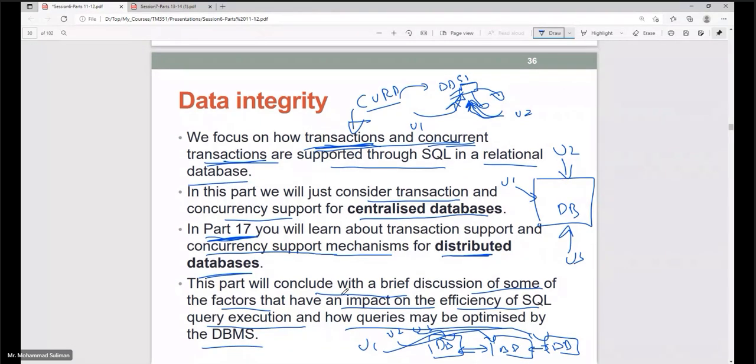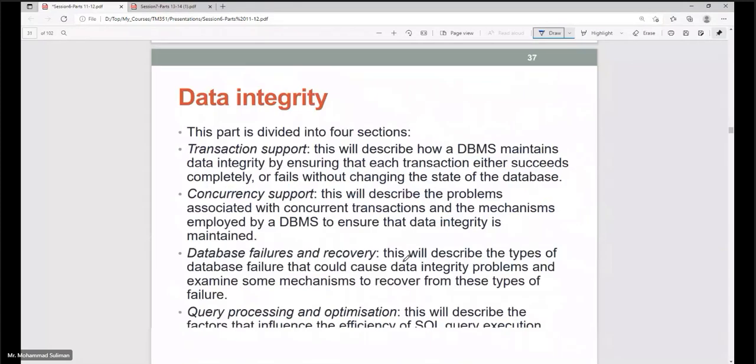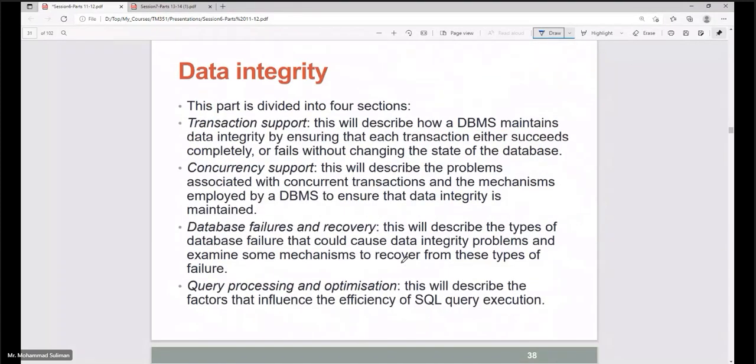So coming to data integrity, this part is divided into 4 sections. Number 1, transaction support. Number 2, concurrency support. Number 3, database failure and recovery, and query processing and optimization. So all of these are related to data integrity.